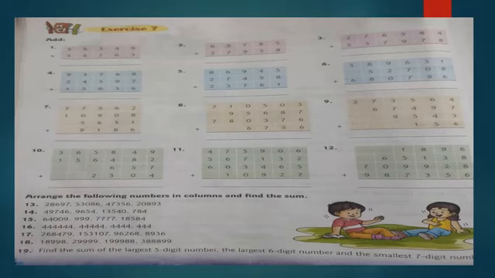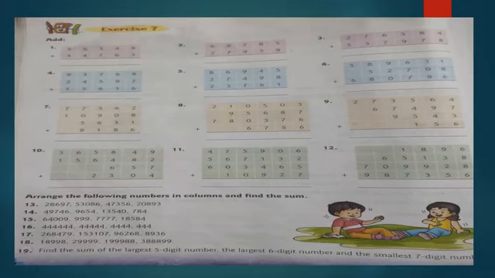Now next exercise is exercise 7. So here also in this exercise we will do addition with carrying. So questions 1 to 12 are already arranged in columns, so you can easily do it by yourself. So children, try to solve the maximum number of questions from each exercise.